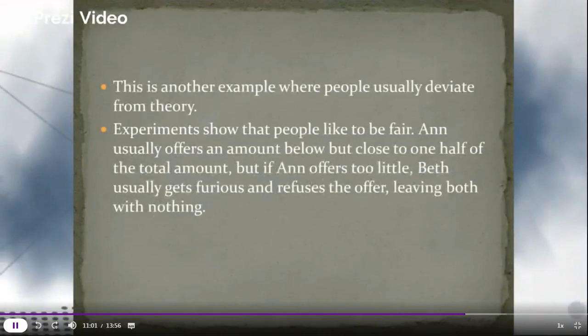After field experiments or laboratory experiments were conducted, it was shown that people like to be fair. So Anne usually offers an amount below 5, but close to half of the total amount. What is the total amount? 5. Half means 2.5. But if Anne offers too little, Beth usually gets furious and refuses the offer, so both of them get nothing.